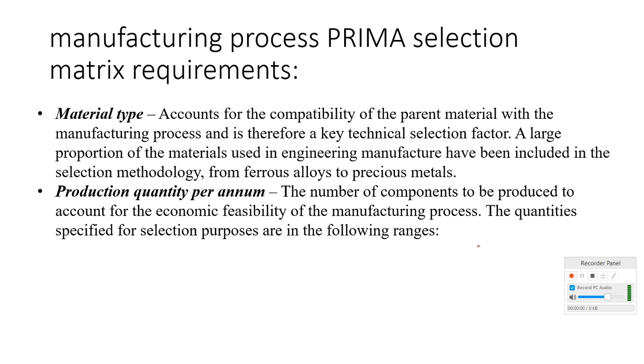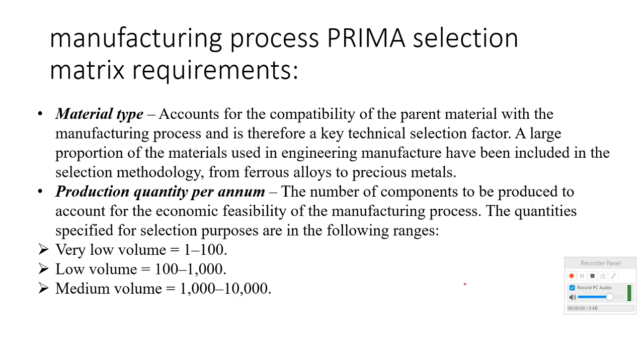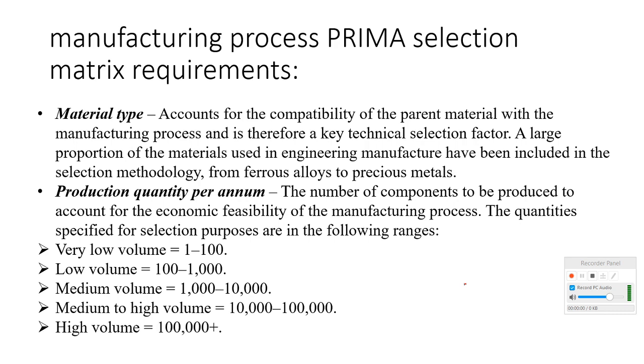And production quantity also helps us to understand the economic feasibility of the manufacturing process that we're going to select. We have a range of quantities, depending on the volume, from 1 to 100, and we have low volume 100 to 1000, and later we will see how this affects things, or medium volume, and then we go for the mass production, which is 10,000 to 100,000 pieces.